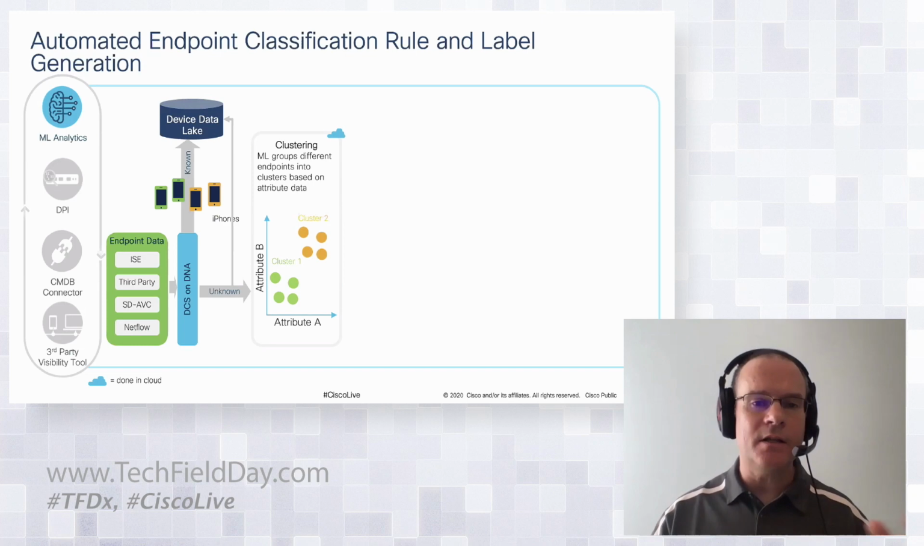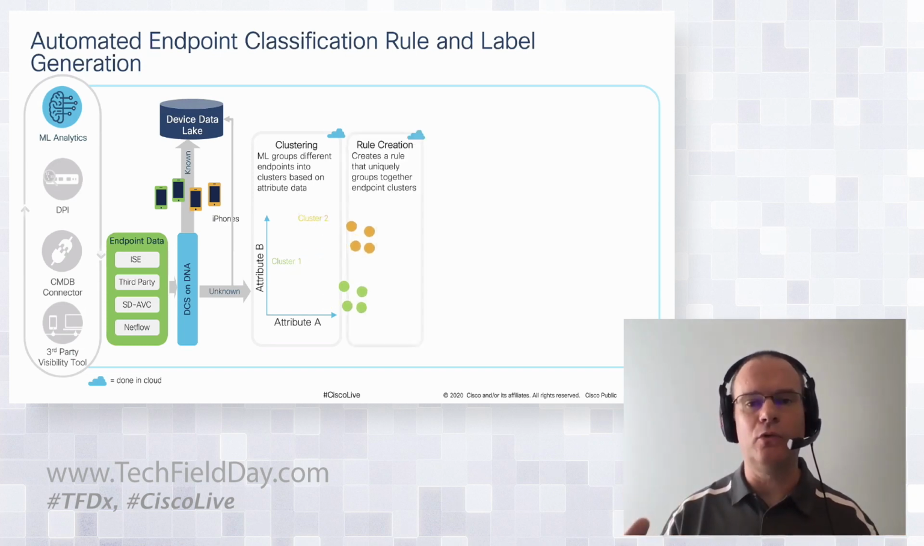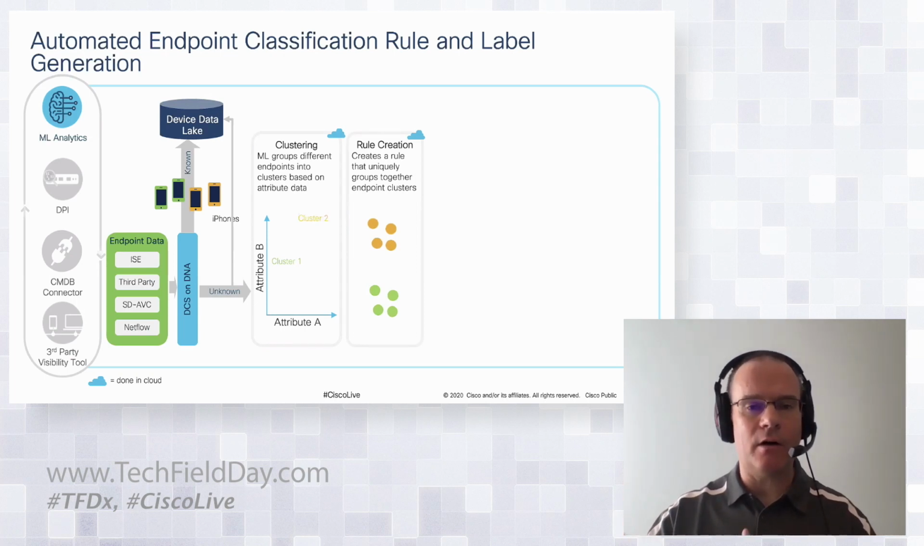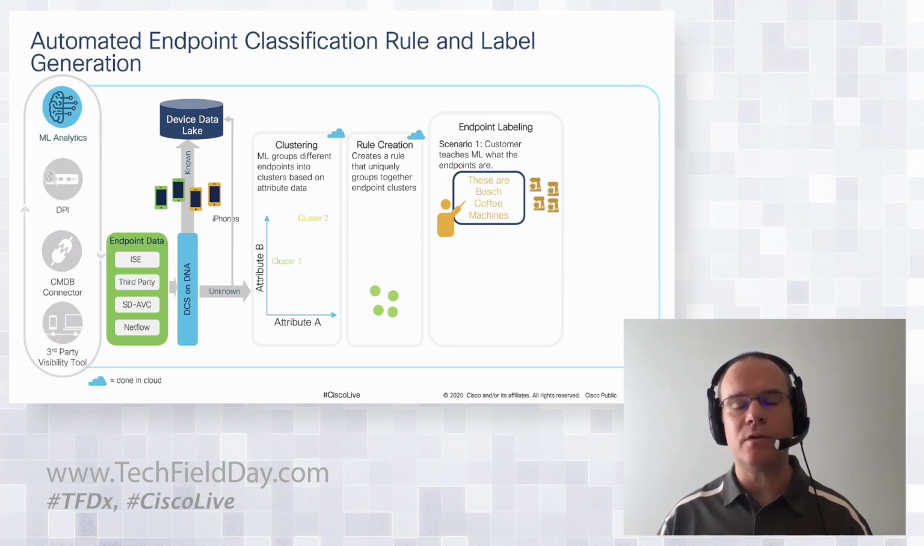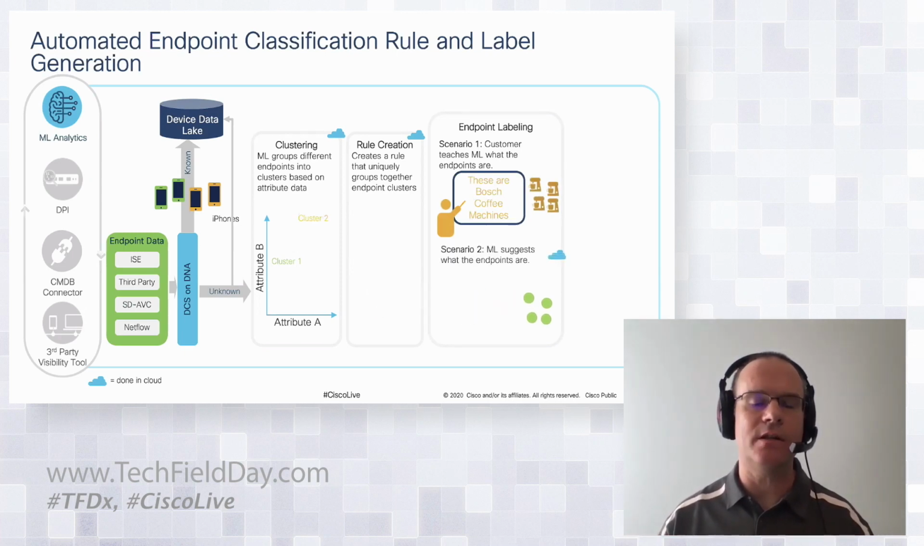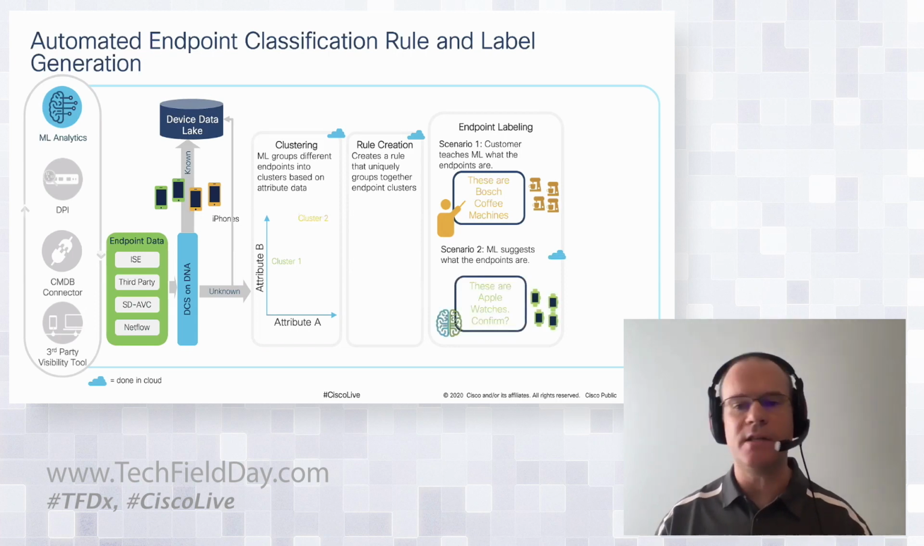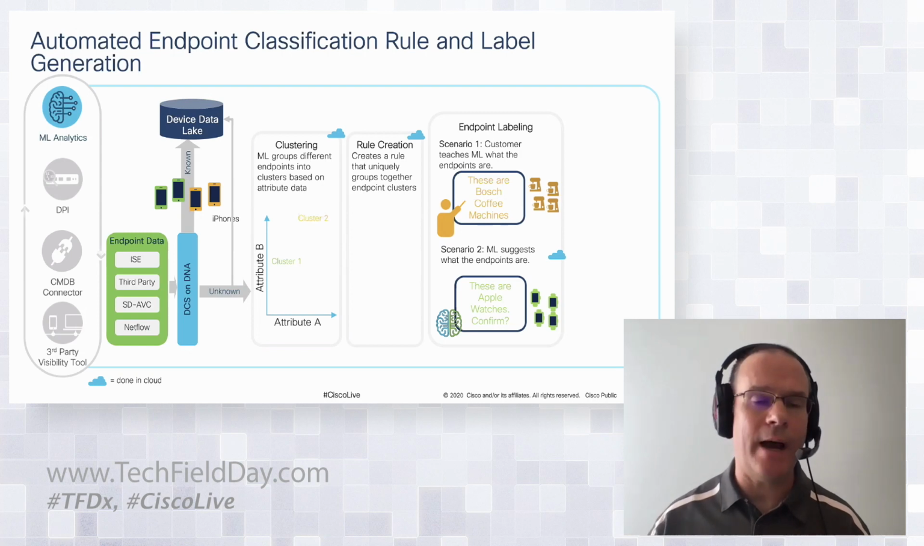And so it's allowed us to cluster things inside of the cloud and then build rule creation about the different unique groups that are exhibiting the same kind of communication patterns and the same kind of characteristics that we can derive from the probes that we have. And then we actually give that back to the customer, and the customer tells us what these different clusters are. So in this example, it's Bosch coffee machines and Apple watches.